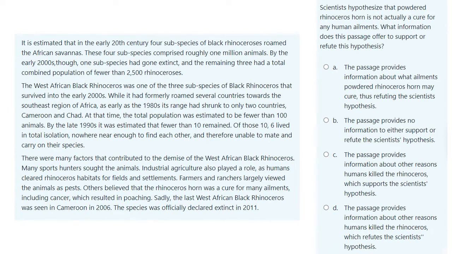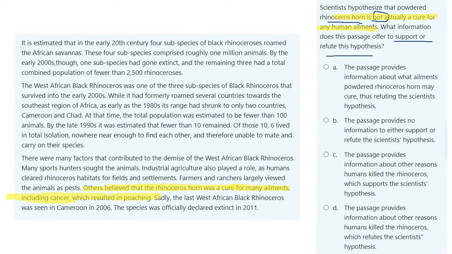Scientists hypothesize the powdered rhinoceros horn is not actually a cure for any human ailments. What information does this passage offer to support or refute this hypothesis? So scientists think that this is not actually a cure. Where does it talk about the horn? Well, here. Others believe that the rhino horn was a cure for many ailments, including cancer, which resulted in poaching.